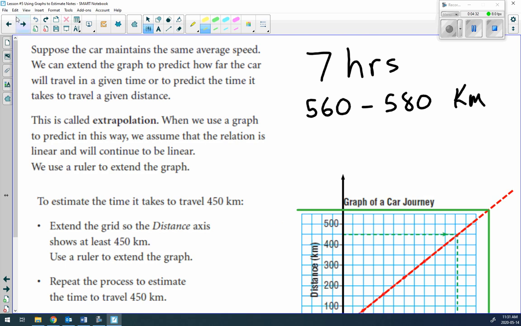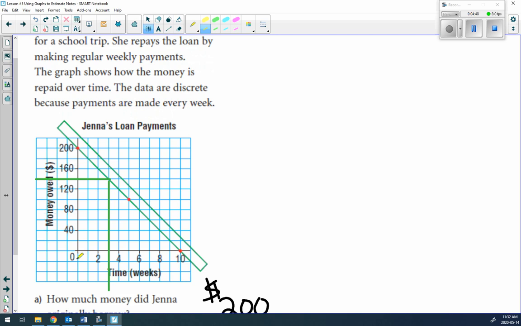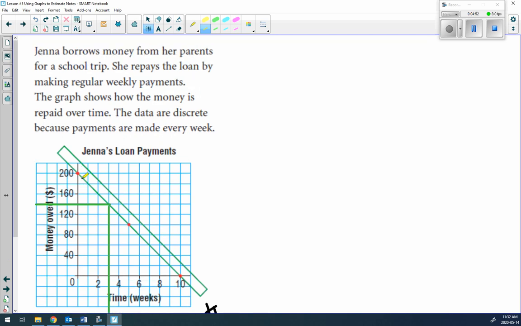Okay, let's go to the next page, and let's talk about Jenna. Jenna's borrowing money from her parents. I think teenagers like to do that. They want some money from their parents. Some parents are pretty good about it, but she's going to pay it back. So what we got here is at 0 time, she has taken from her parents $200.